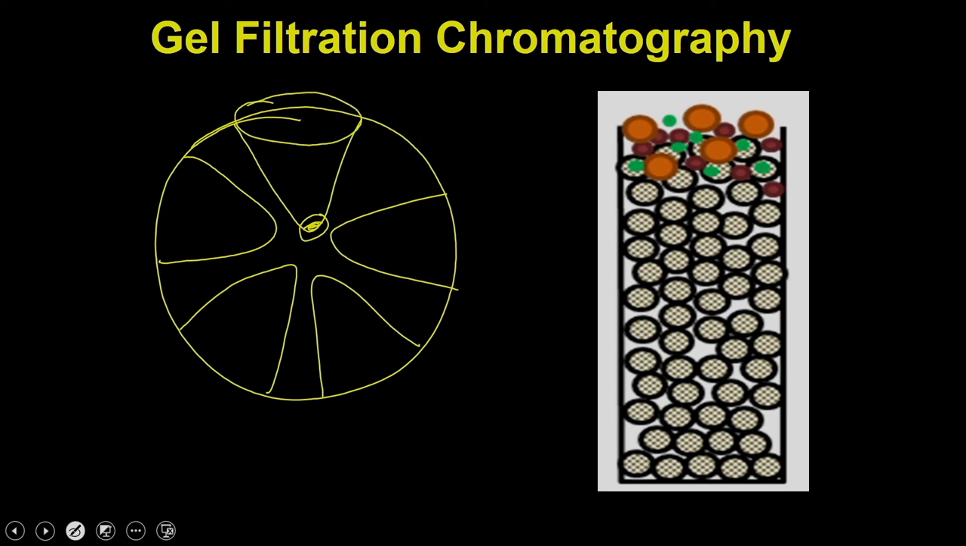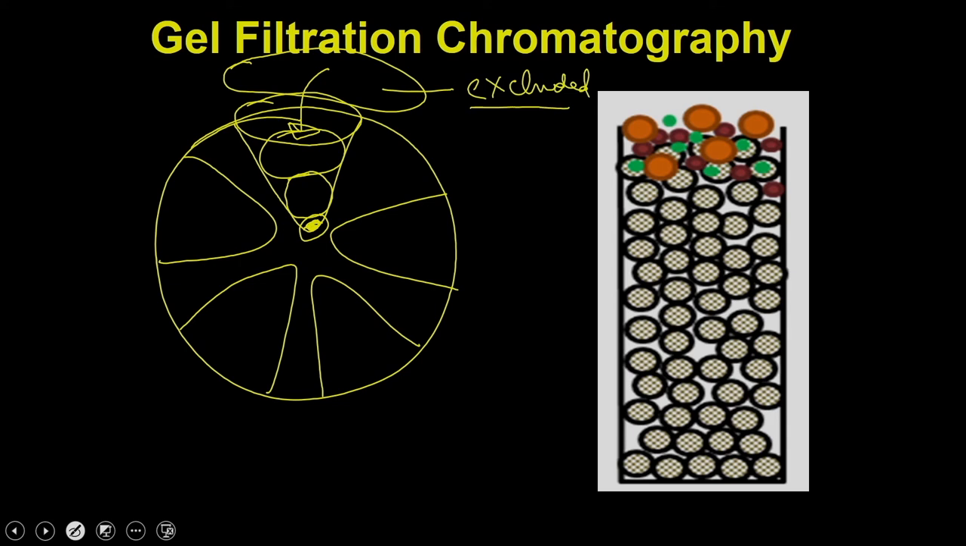When you load these kinds of beads with different types of molecules, the molecules enter into these beads or pores, and the smallest molecule enters and sits at the bottom of the pore. Then the molecule bigger than this sits on top of it, the molecule bigger than this sits on top of that, and the largest molecule sits on top of this, whereas a molecule which is bigger than this is excluded from the column.